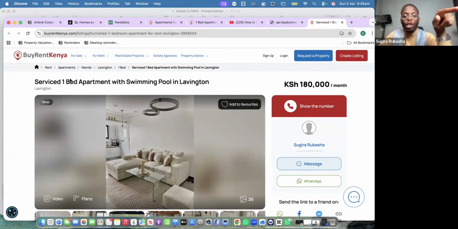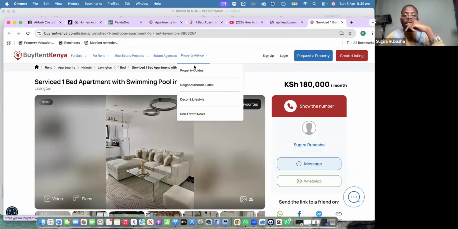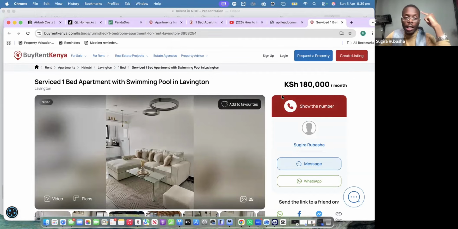Look what it says. It says serviced 1-bedroom apartment with swimming pool in Lavington. I've just put this listing up and now we're in a small phases because what do I want? I want consistent cash flow every single month. That's over $1,000 that I get over the rent that I'm paying.